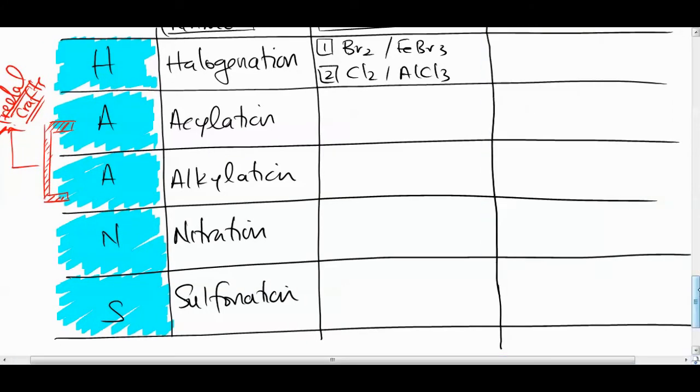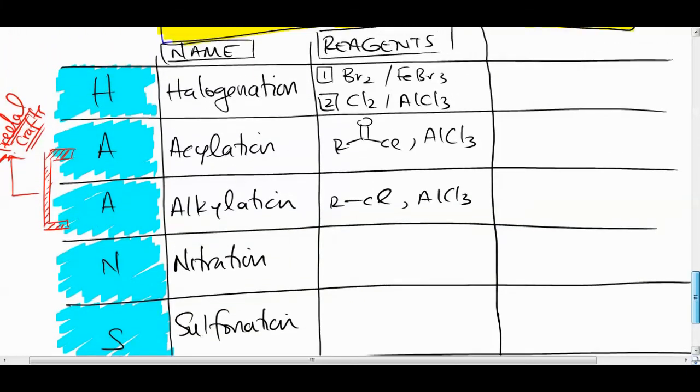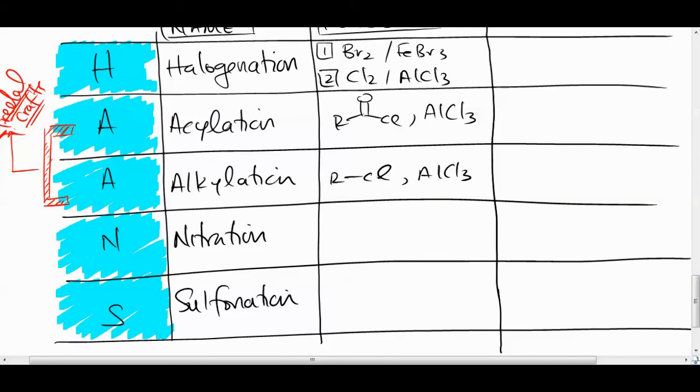So for the acylation, we're going to be using an R group, some kind of halogen, I could put an X on here, and some kind of Lewis acid. Alkylation: some kind of carbon chain, some kind of halogen, some kind of Lewis acid. It can be different. If we had bromine here, we could have FeBr3, right?